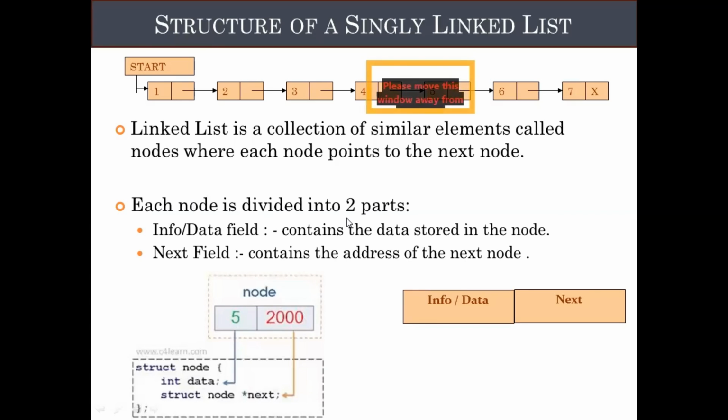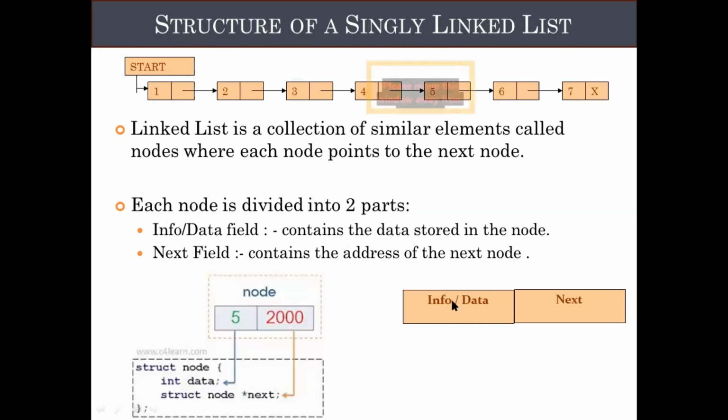Now let us understand the structure of the nodes. The nodes are divided into two parts. You can see each node has two parts. The first part is the information or data field. And the second part is the next field. The first part, information or data field, contains the data stored in the node.